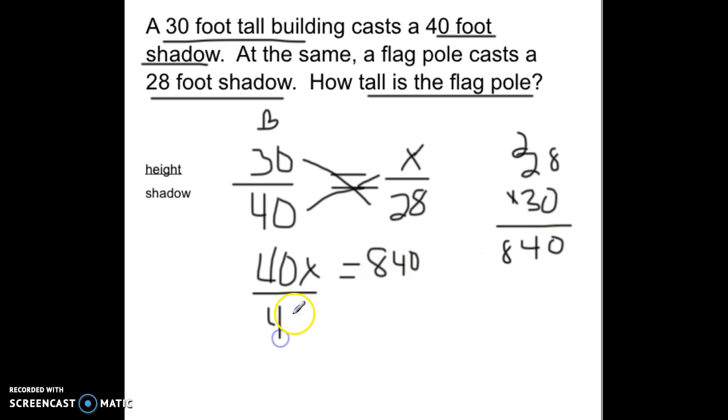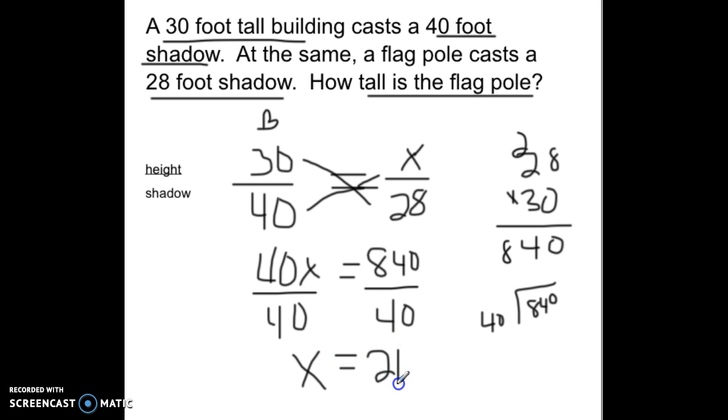So I divide by 40, divide by 40. Let's see, how tall will my flagpole be? My flagpole will be 40 goes into 840. When I do that math, I should come up with 21 feet. So my flagpole is 21 feet tall. Okay, that's how you do shadow problems.